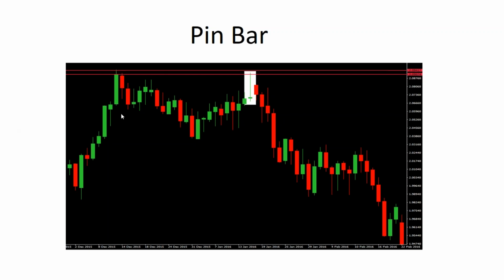So this is a really simple and straightforward way that you can look to use these pin bars, simply identifying a key support or resistance level and then identifying a pin bar that occurs at that level to give you confirmation to go ahead and enter.